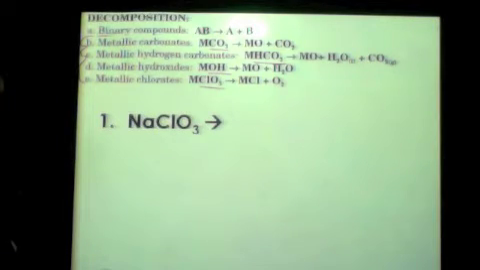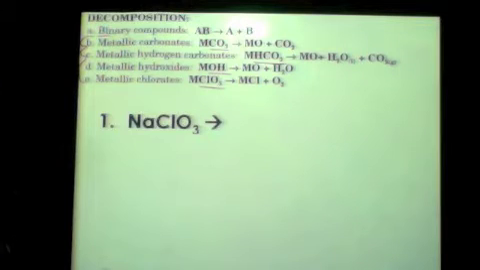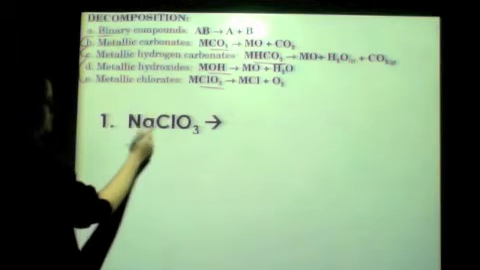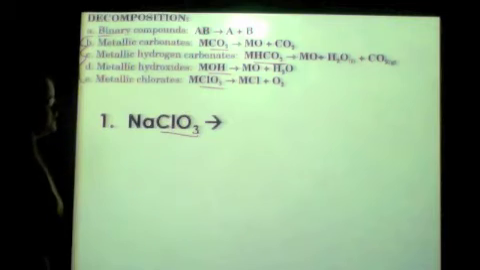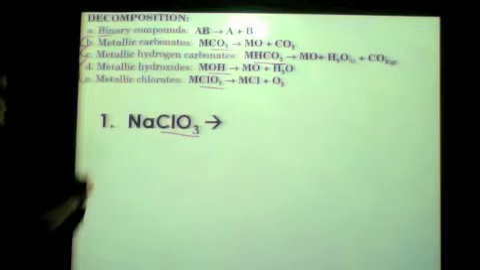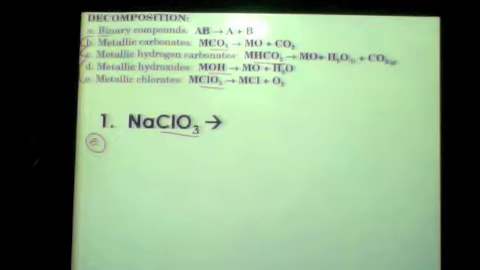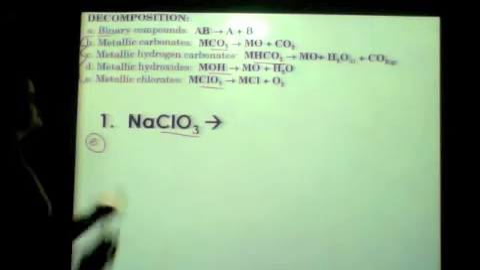So, number 1, NaClO3. Step 1, compare this to the guidelines and figure out which letter it resembles. So for this one we have a metal and ClO3. So which out of the guidelines has a metal and ClO3 as a reactant? And that is E. So step 2 says to simply take that and write the general reaction.